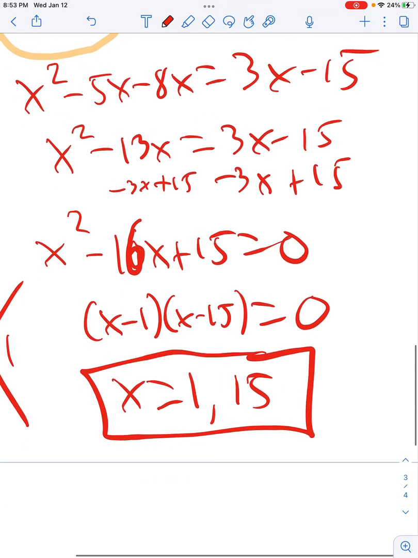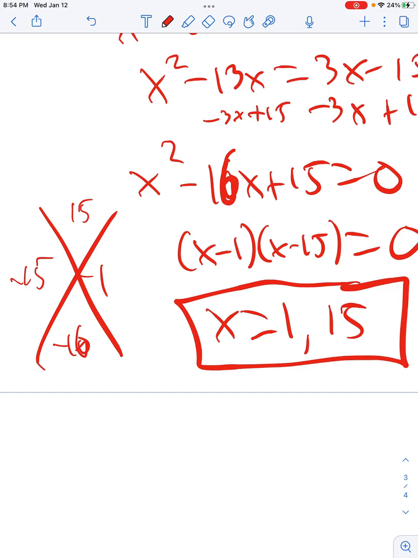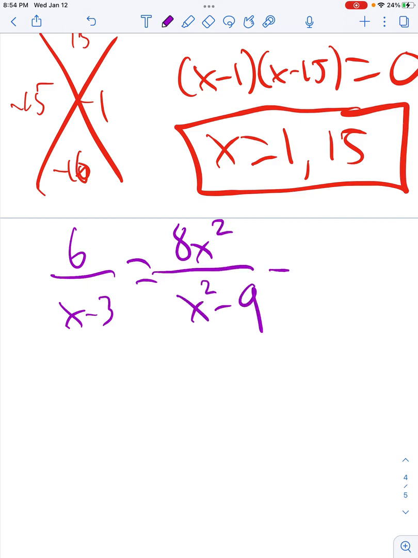In order to factor it, remember you have to have it equal to 0, which is why I subtracted and got everything on the left side so that I could factor it. Our last example, we're going to check for extraneous solutions. We'll talk about what that means. So let's say that we have 6 over x minus 3 equals 8x squared over x squared minus 9 minus 4x over x plus 3.